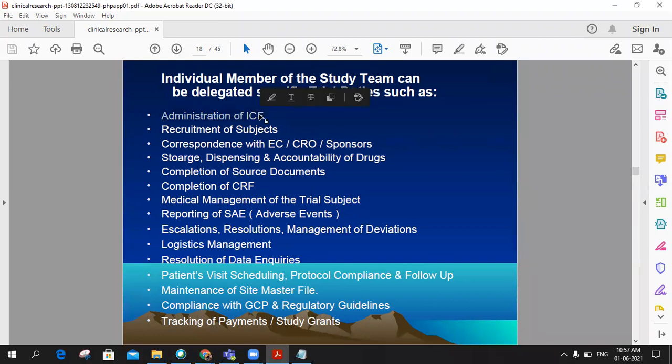So one is administration of ICF. We will talk about ICF a little later, but for now, just make sure you know the ICF is the informed consent form. Administration is giving the form to them, informing them what this trial is all about, and then taking their signature; that is called administration of ICF. Then recruitment of subjects, which is selecting the patients in this trial. The doctors will recruit the patients in this study.